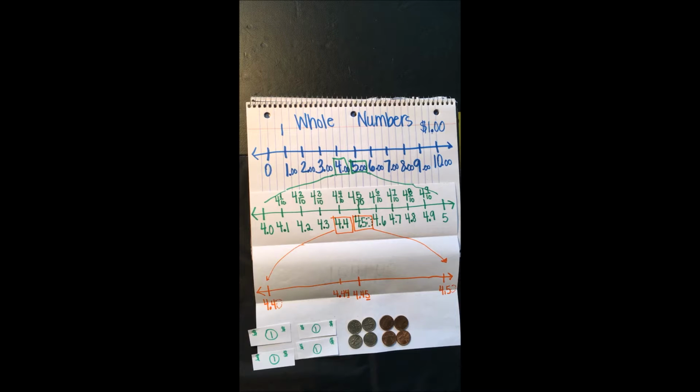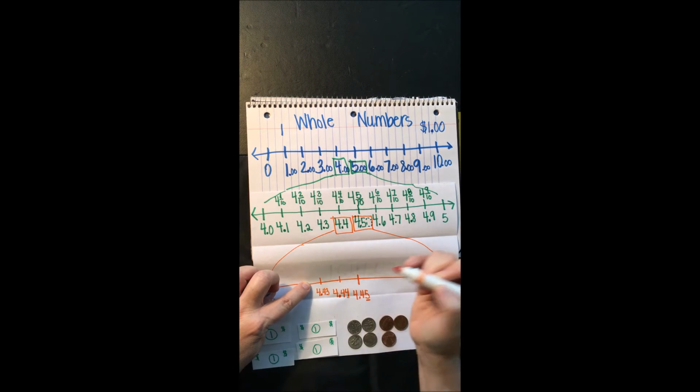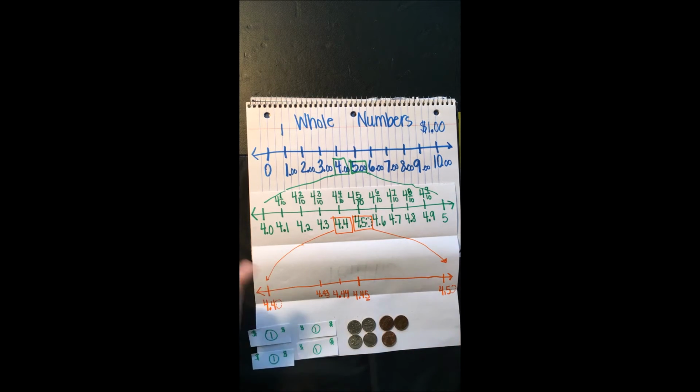So now again, I can look at the 44 hundredths, and I can take away another penny. And now I have 1, 2, 3, 4 wholes with 1, 2, 3, 4 dimes and 1, 2, 3 pennies, which means that I have 4 and 43 hundredths because it ends in that hundredths place.